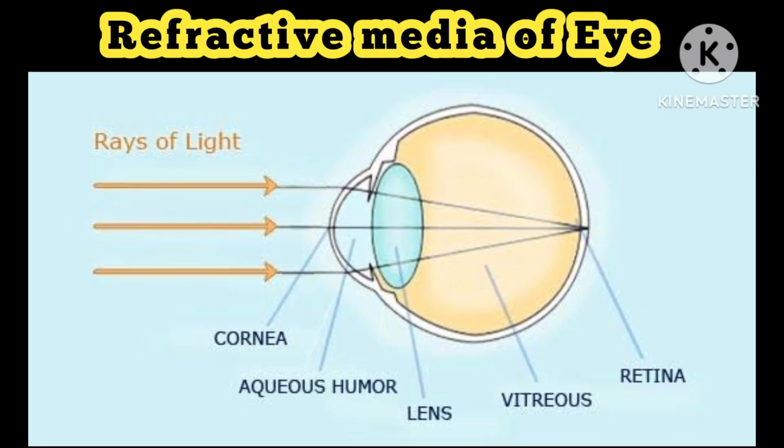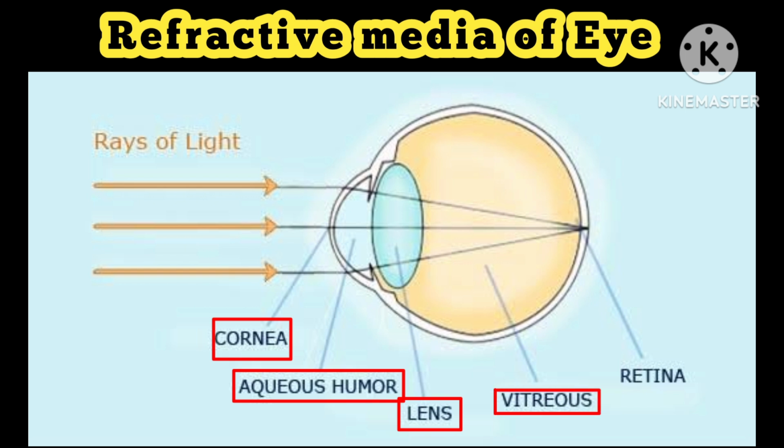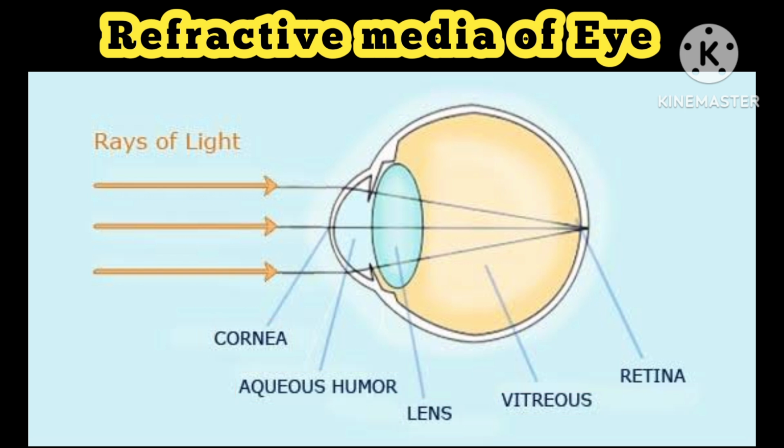The refractive media of the eye. The refractive apparatus of the eye comprises the cornea, aqueous humor, lens and vitreous body. About two-thirds of the refraction of light takes place at the front surface of the cornea, at the junction of air and corneal epithelium.